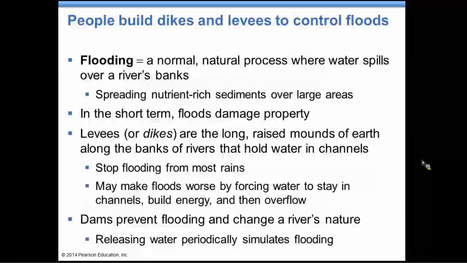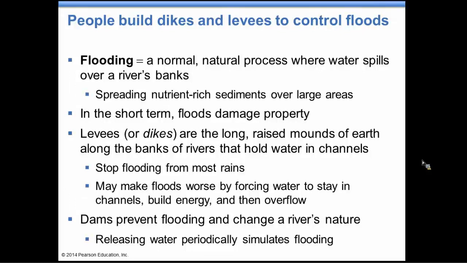So, we build dikes and levees to control floods. We really like controlling the environment. Flooding is a very normal natural process that occurs when snowmelt or heavy rain swells the volume of water in a river, so that this water can then spill over the river's banks. In the short term, floods damage property. It is a nuisance to humans, and we do try to control it with levees or dikes or dams.